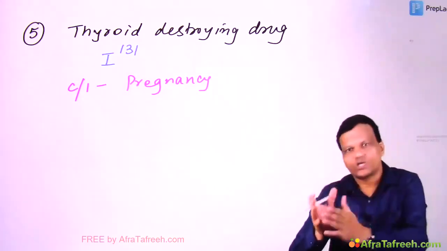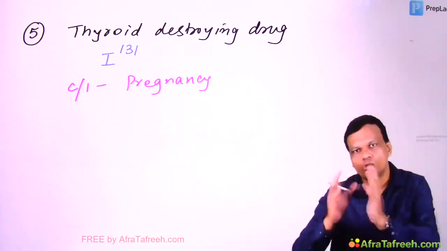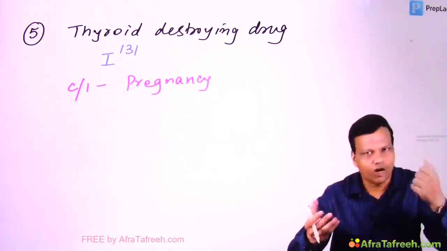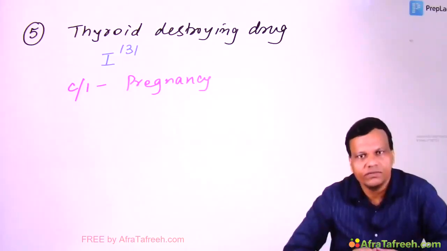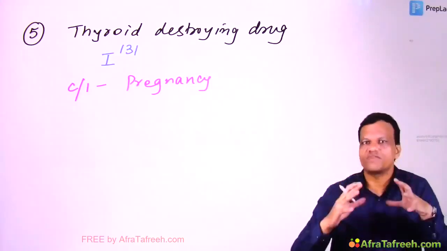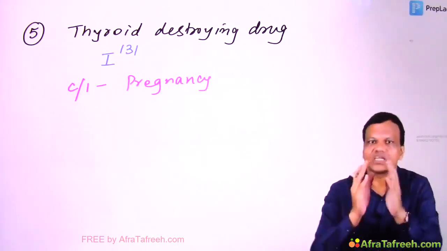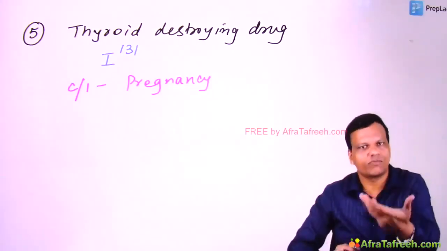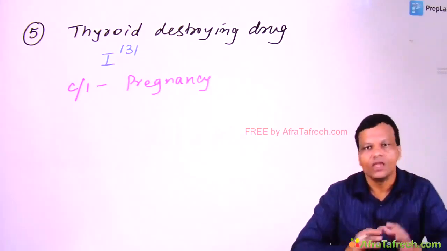person develops hypothyroidism. So how to treat this hypothyroidism? Simply stop the drug. If we stop the drug, body can form thyroid hormone again. That means most of the antithyroid drugs, they cause reversible hypothyroidism. That means whenever we stop the drug, the hormone production will again start.